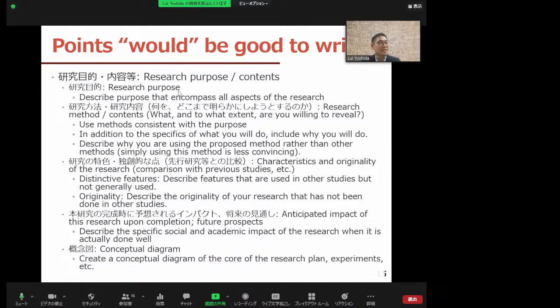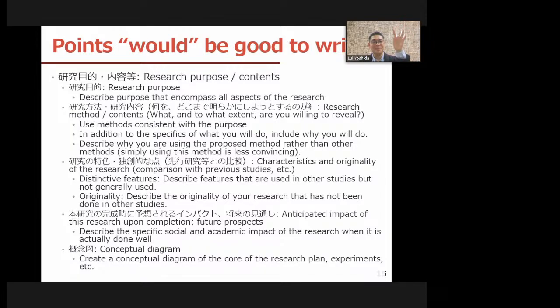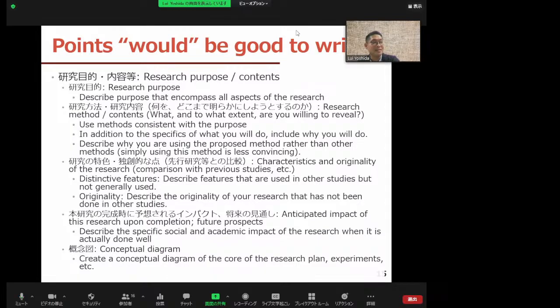The next section is research purpose and contents. In the research purpose, I'd like you to describe a purpose that encompasses all aspects of the research. Which means when you say, I want to do this, in the research purpose, in many proposals, many methods are not related to the purpose. Many research proposals are not consistent between the purpose and the research methods and contents. So please describe a purpose that encompasses all aspects of the research, and relate all contents to the purpose. There are many mismatches between them.